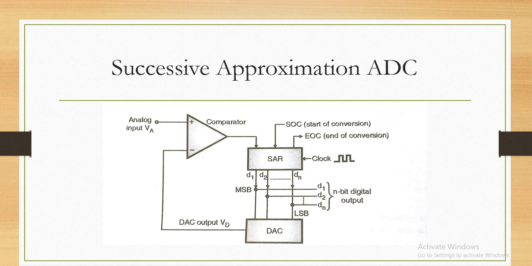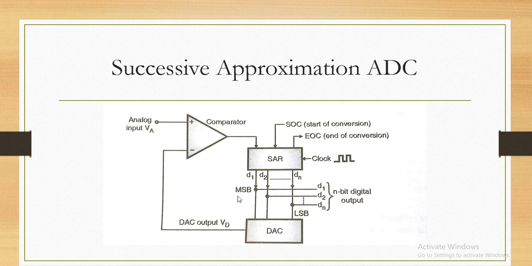But in between this startup conversion and end of conversion, what process happens inside this type of ADC, that we have to see. Initially, when there is no analog input voltage, this successive approximation register will produce 000 as output. Now suppose we are having an 8-bit ADC. D1, D2 up to D8, all these bits will be 0. This means D1 to D8 bits will be 0.